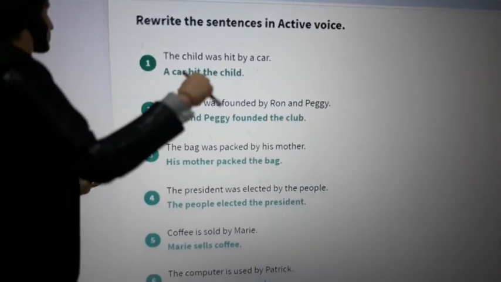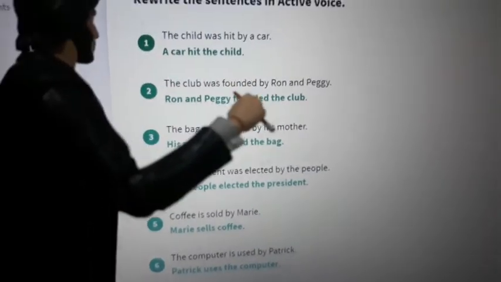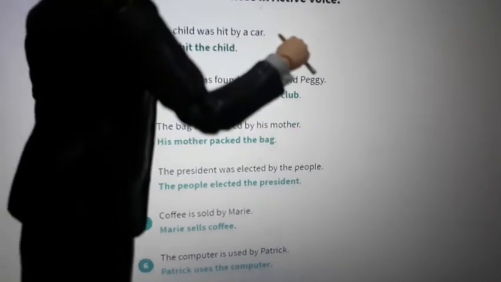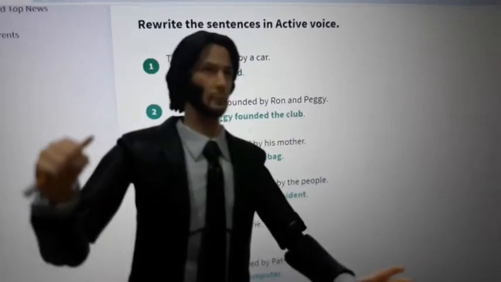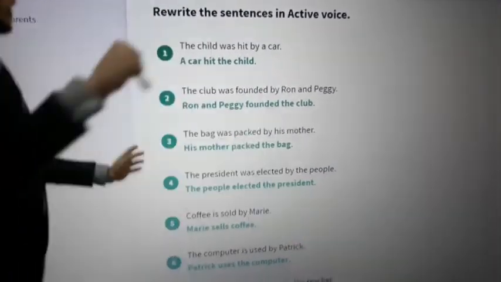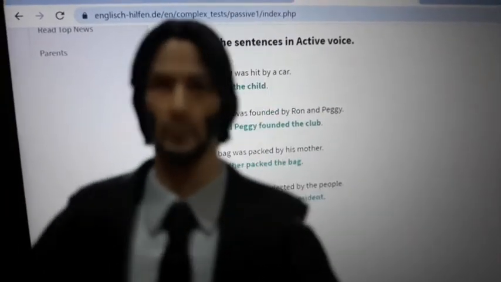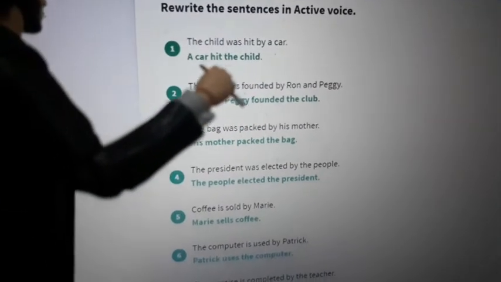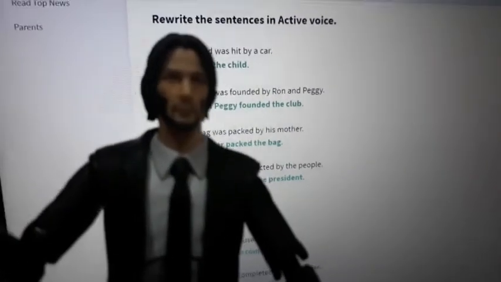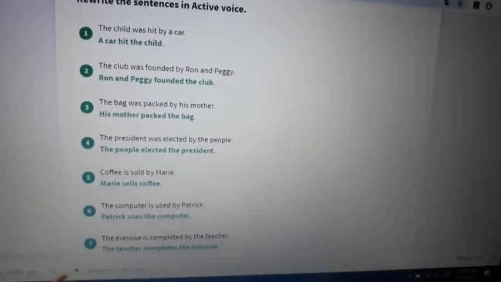Passive voice. The child was hit by a car. Okay? So we know that the one who did the action is a car. That means that in this case it is the subject. So a car, and what is the verb here? It is the one that is always after to be. In this case it is hit. So a car hit the child. Easy.